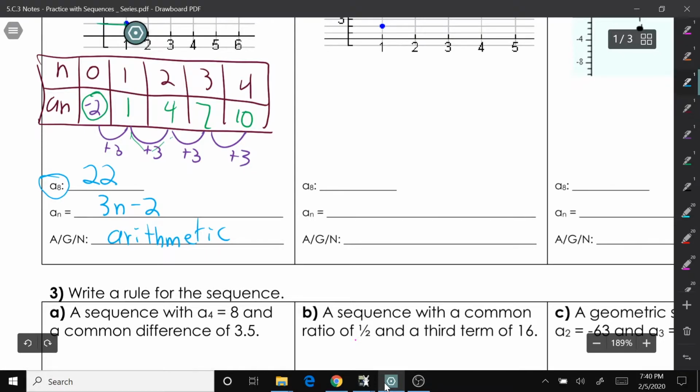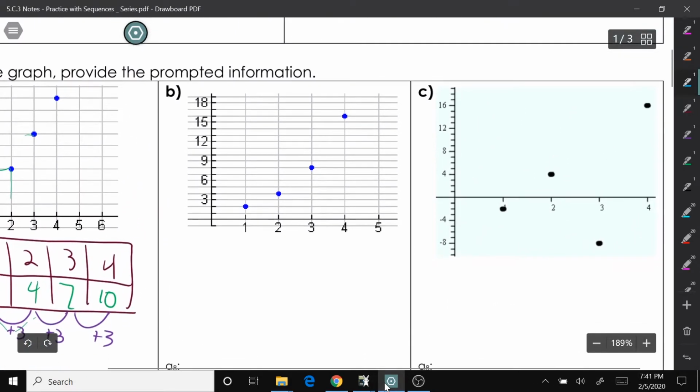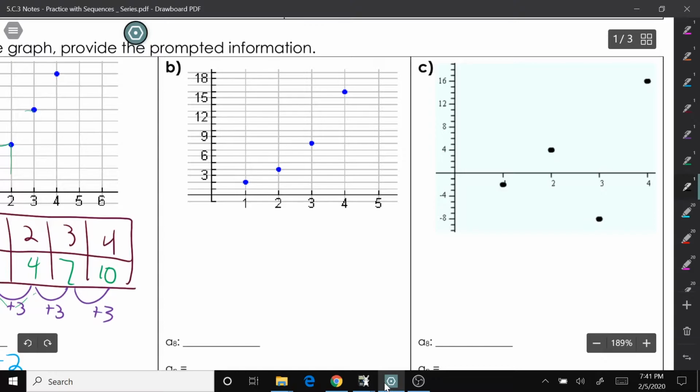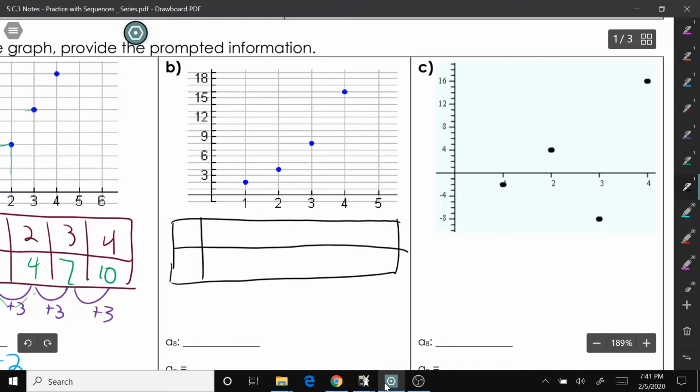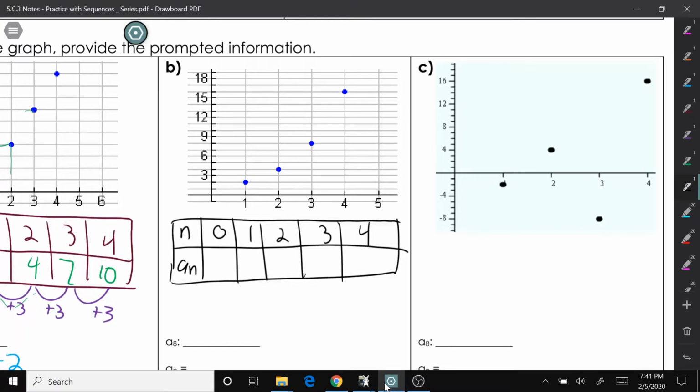Now for letter B, we'll do the same thing. We'll start with a table. We have n, an, so we need 0. So we have 1, 2, 3, 4. So when it's 1, we have 2. For 2, it's 4. For 3, 8. And for 4, 16.